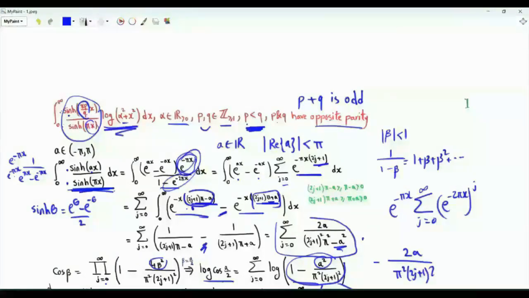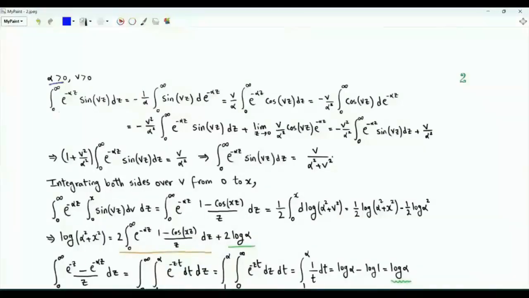On the next page, we turn our focus to this part here. We will try to write down an integral representation for the logarithm of alpha squared plus x squared. Alpha is strictly positive, v is strictly positive. This is a standard integral, an exponential multiplied by sine, and this can be solved by doing integration by parts twice. The result that we get is the integral with respect to z from 0 to infinity of e to the minus alpha z sine vz is v over alpha squared plus v squared.